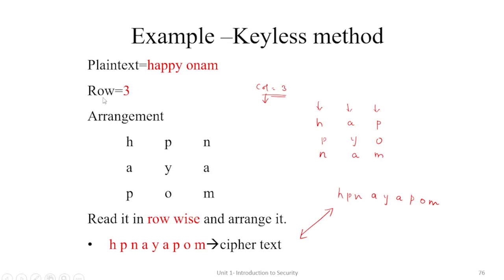Now they are giving a row value, so we should write the values in row order. The row-wise answer is HPN, AYA, POM. So this is the ciphertext value.